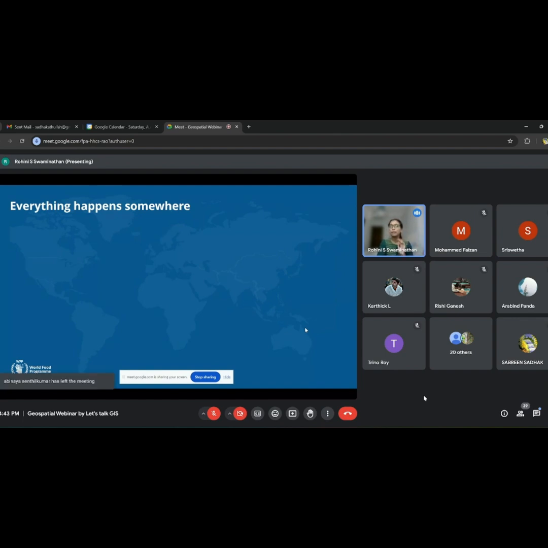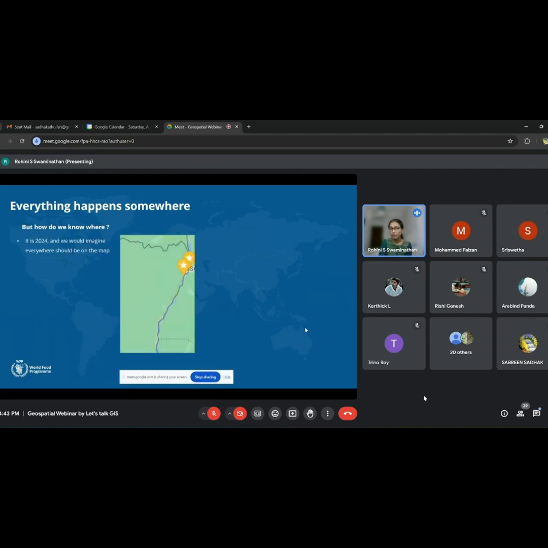There's nothing that is happening where there is not a location associated with it. And the question is to answer, how do we know where? So this is a screenshot from my phone of my own Google Maps when I was in the Republic of Congo. And those two little stars were one of our sub offices where I was trying to reach, because it's one of the most flood-prone regions in the world.